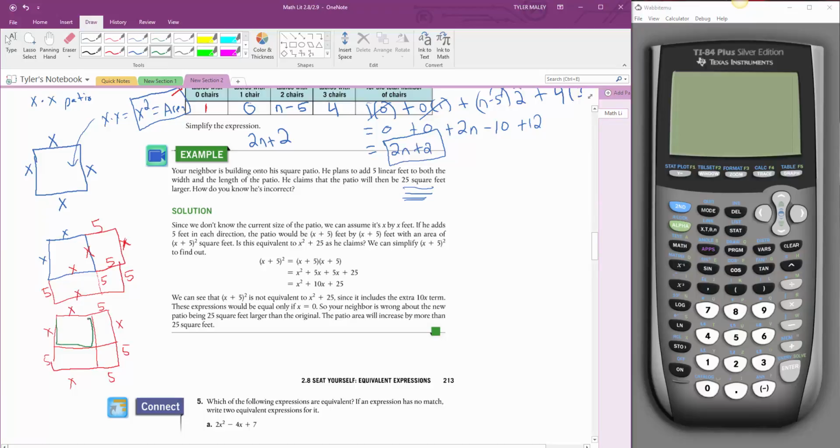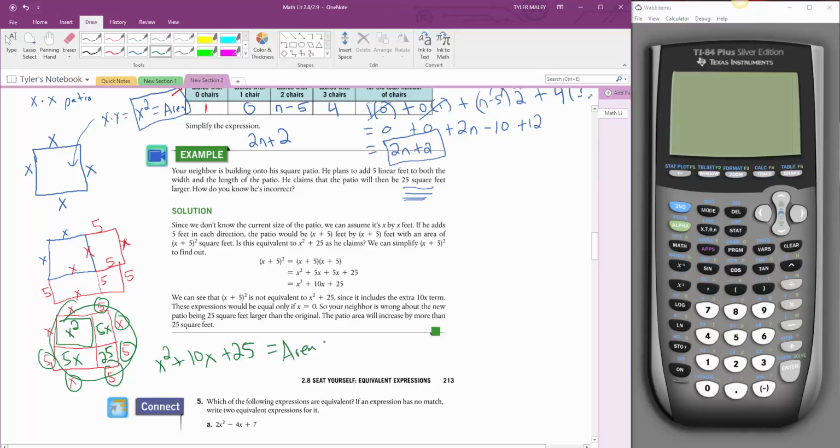This part here will be x by x, so x squared area. This one will be 5 times x, so this will be 5x area in here. This area will be 5 times x, so 5x. And this last area is 5 times 5, which is 25. If I add up all these individual areas, it will equal the total area. So that will give me x squared plus 5x plus 5x, we get 10x, and then plus 25. So add up all of these, combine like terms, and this is what we get.